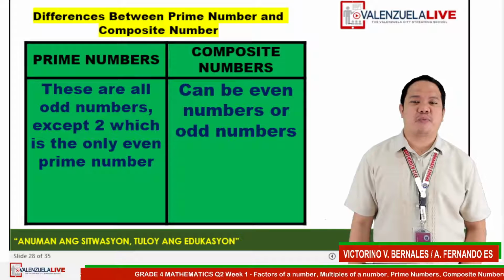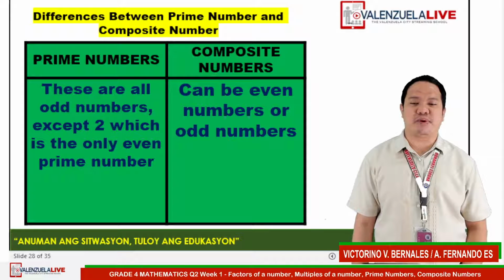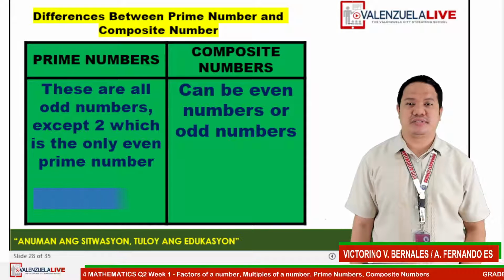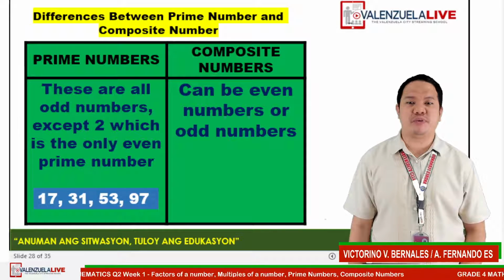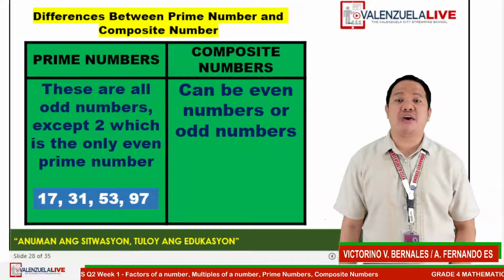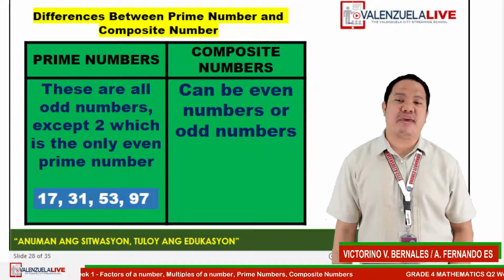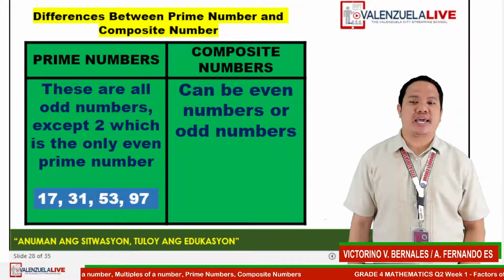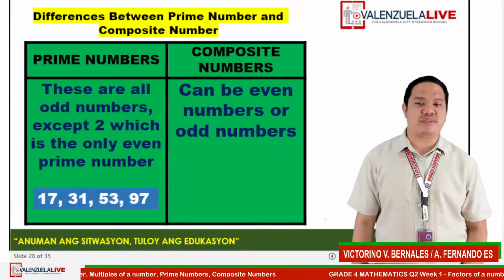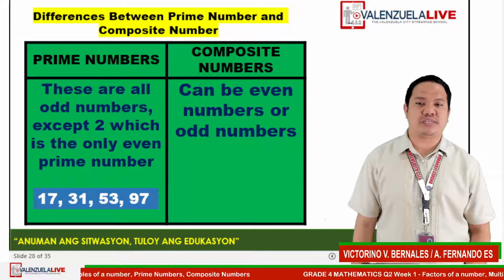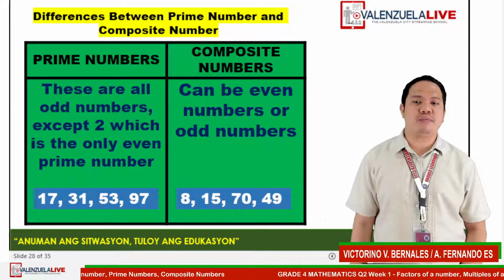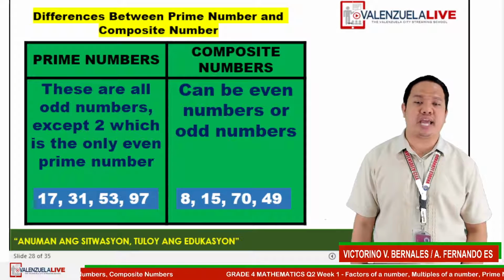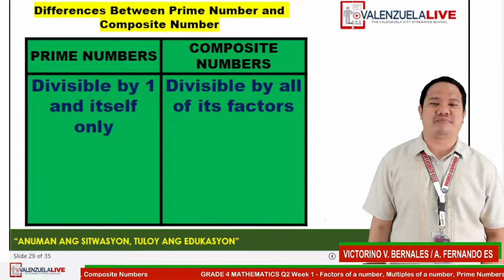Next, prime numbers are all odd numbers except 2, which is the only even prime number. Examples of odd primes are 17, 31, 53, and 97, and many more. While composite numbers can be even or odd numbers. Like 8 is an even number. Then we also have 15 as an odd number, and 70 and 49, and many more.